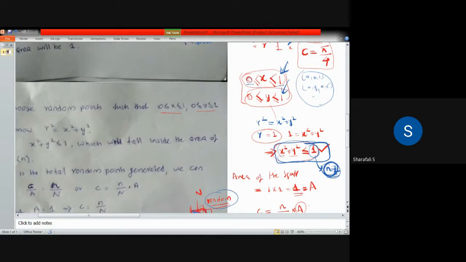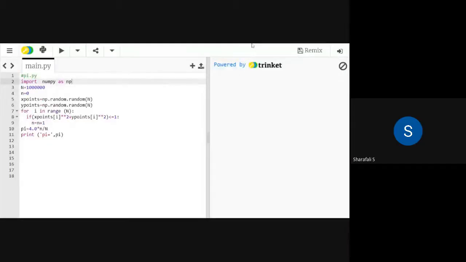Okay, let us do the program for this pi value determination by using Monte Carlo simulation. So I will just share another screen to show you the program. I hope you can see the screen.